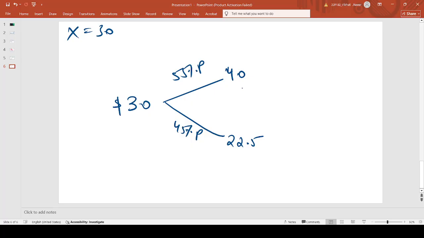Now here, if you can sell it at 40, would you like to sell it at 30? No. So here the value will be 0. The payoff of the put option is 0. Here, the market is giving you the option to sell it at 22.5, but you can sell it at $30. So here the option is in the money by $7.5, right?